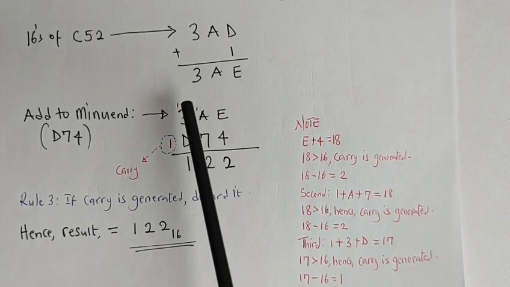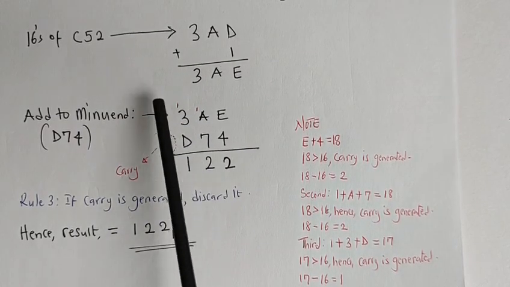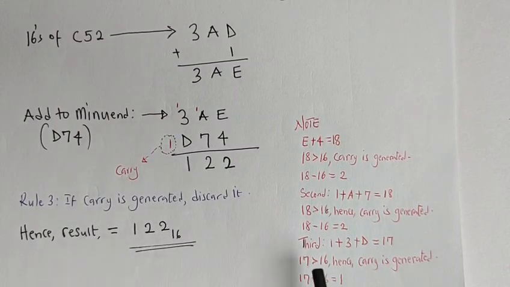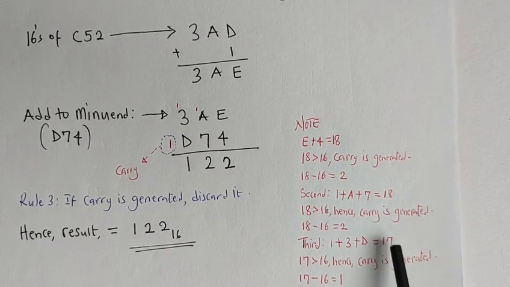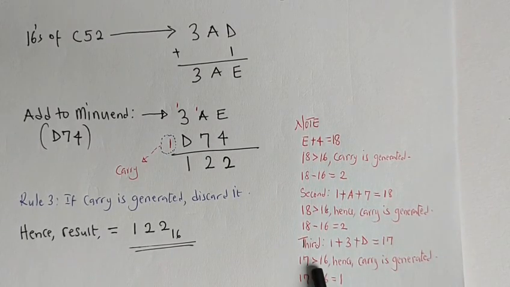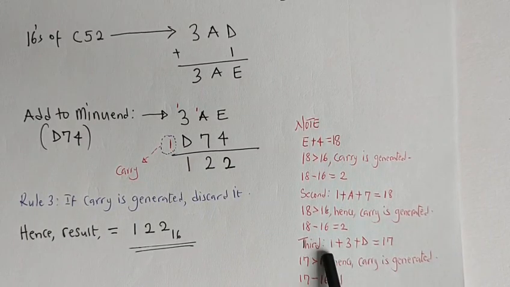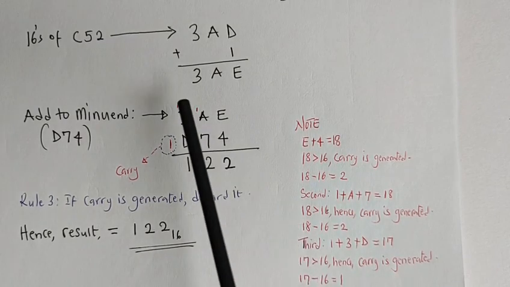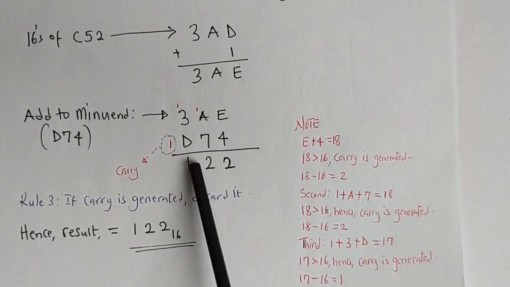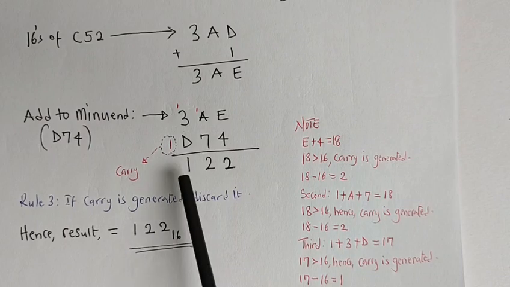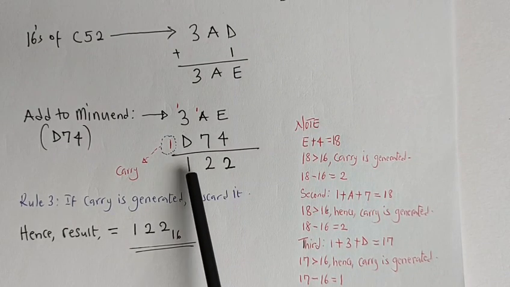Now the carry that is generated is added to the next operation. So in the third operation, we're going to have 1 plus 3 plus D, which will give us 17. And 17 is greater than 16. So therefore, carry is also generated. For us to resolve this, we're going to subtract 16 from 17. We're going to have 17 minus 16, which is equal to 1. So that is how we got 1 in this part.